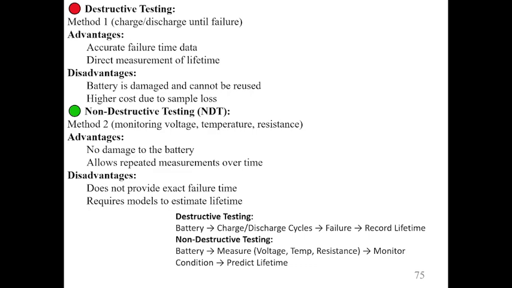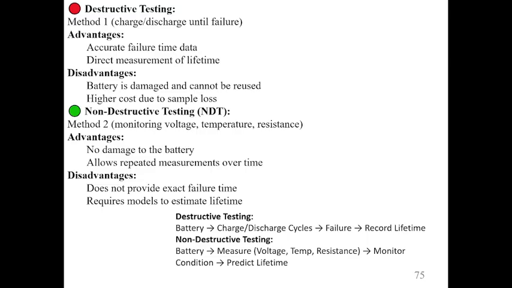On the other hand, non-destructive testing involves monitoring key parameters such as voltage, temperature, and internal resistance without damaging the battery. This allows continuous observation of the battery's condition over time and enables repeated measurements. However, since the battery is not pushed to failure, we cannot directly measure its exact lifetime. Instead, we rely on models and data analysis techniques to predict when failure is likely to occur.